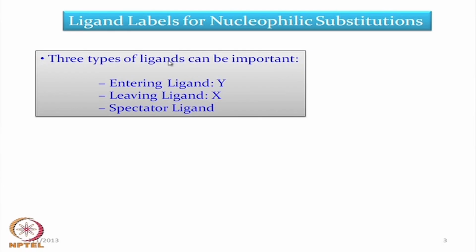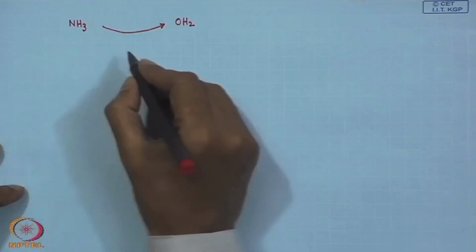Three types of ligands we can consider: the entering ligand Y, the ligand leaving from the system as X, and the spectator ligand present as L. We can have the kinetic information for the different cases, and use it to find the kinetic rate law for the different types of mechanisms.